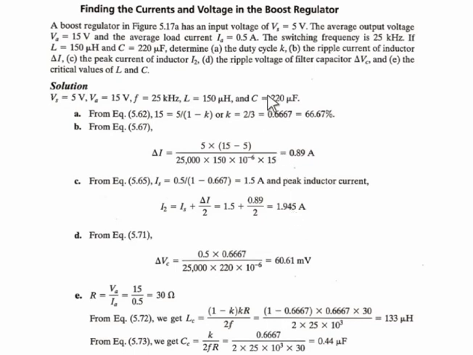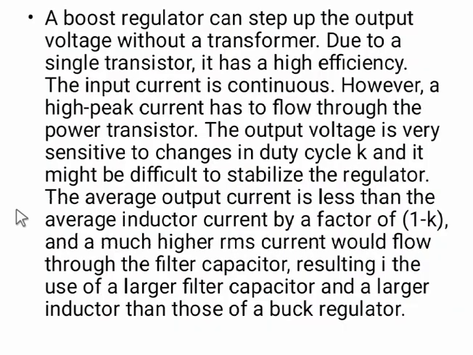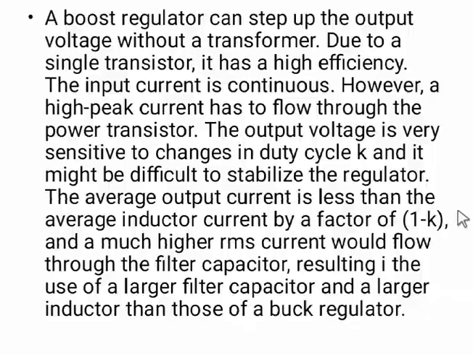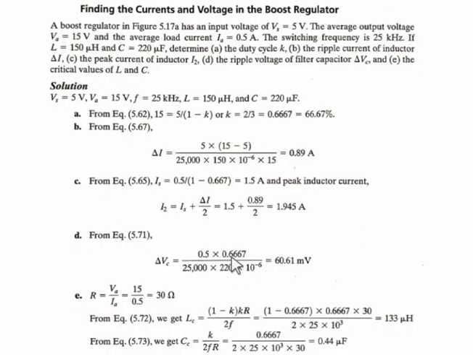Ripple voltage of the capacitor. So it is the delta Vc from equation 5.71. Delta Vc equal to Ia K divided by F C, with C equal to 220 microfarad. So this gives the value of 60.61 millivolt. So it is a very small amount. So the output voltage varies by this value. Ripple in the output voltage is 60 millivolt, which is a very small amount. So here we consider the output voltage as a constant voltage.